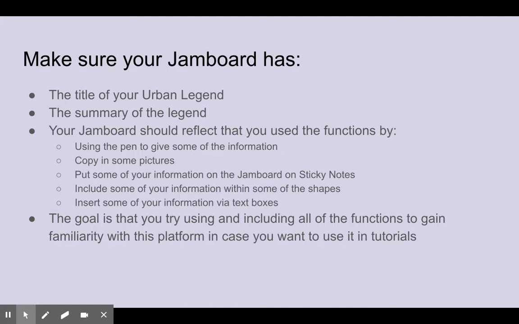Your Jamboard should reflect that you used different functions. Your Jamboard has a pen option, so I want to make sure that you've written some of your information with that pen component. Your Jamboard also has a text box option, so please make sure that you have also typed in some of that information. You do have the opportunity to insert images and pictures, so please make sure you have at least one. And there is the option to add some shapes, and I'm going to ask that you include at least one shape, like a circle maybe, and put some of your information in that circle.